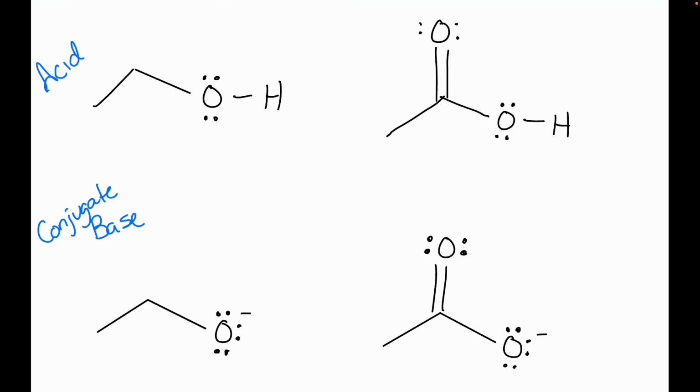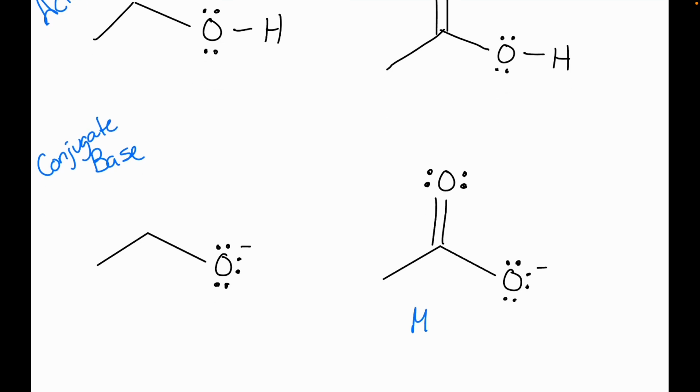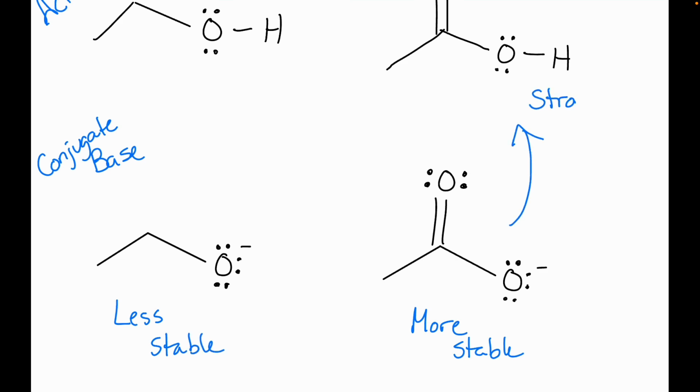This actually goes back to the review that we did at the very beginning. We established that the one on the right was more stable, right, because of resonance. And that implies then that its acid is stronger, right? The more stable the conjugate base, this one's more stable. This one's less stable. So that implies this is my stronger acid.